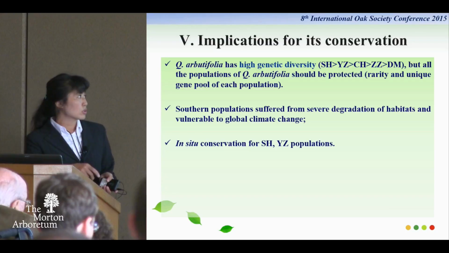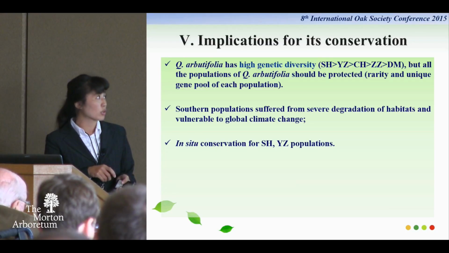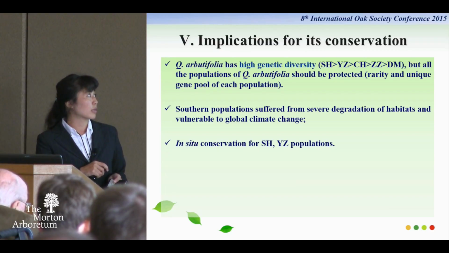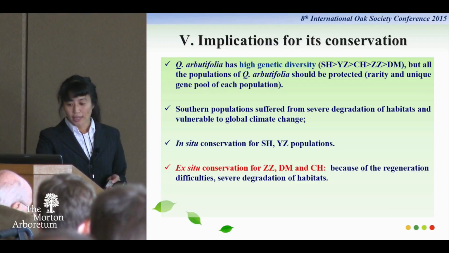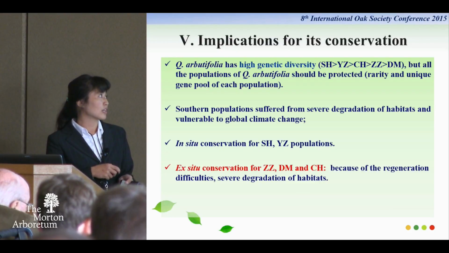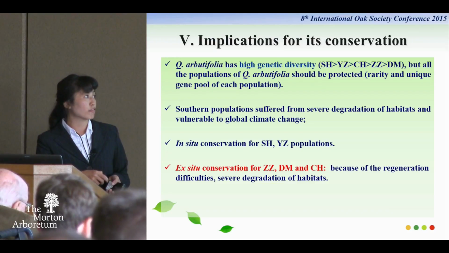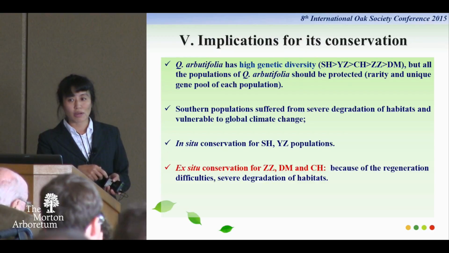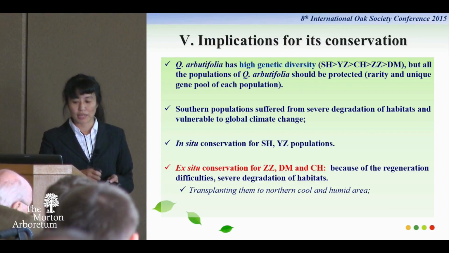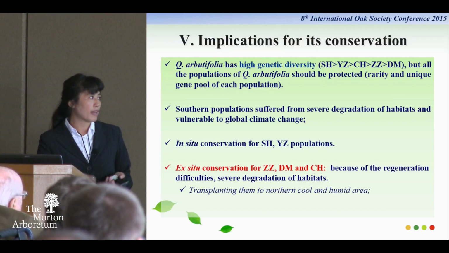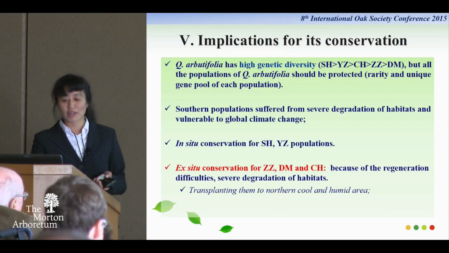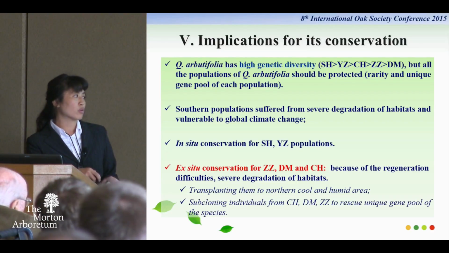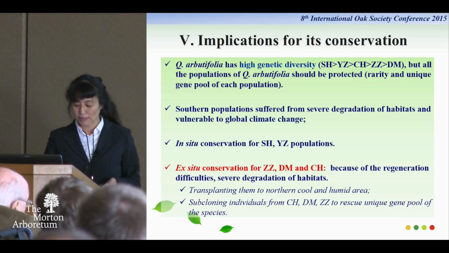And because the Shanghai and Yijiang populations are located in the core area of the nature reserve, in-situ conservation is probably good for those two. But most importantly, ex-situ conservation needs to be done for those three with the regrowth problems. So that's the result we got. Either we have to replant them to the cooler, humid north, or we need to start cloning some, probably all, of the individuals we can get for this species.